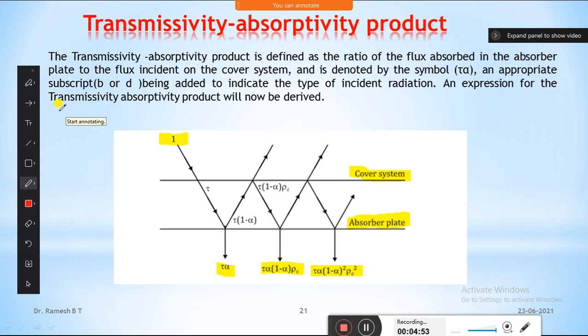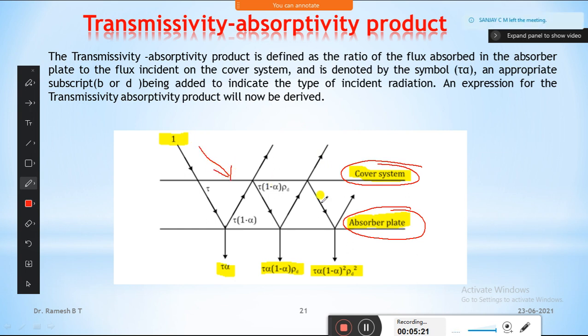It is the ratio of the flux absorbed in the absorber plate, meaning the amount of radiation absorbed in the absorber plate, to the flux incident on the cover. This is the cover, so how much flux is incident on this cover and how much flux is absorbed in the absorber plate. The ratio between these two is called the transmittivity absorptivity product.